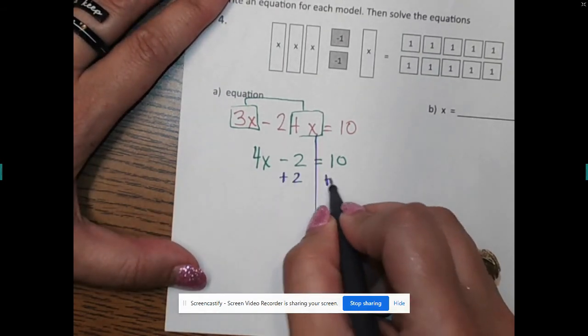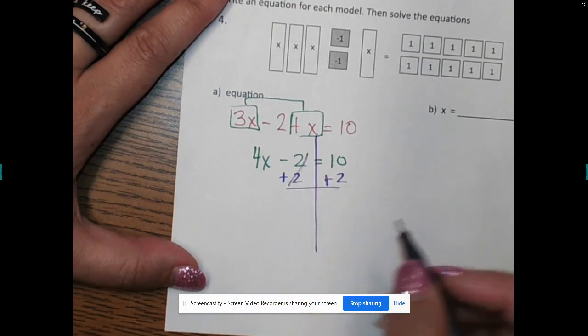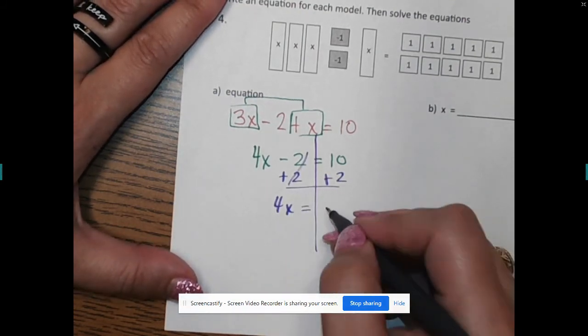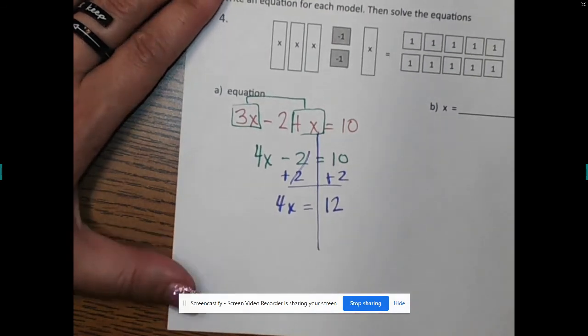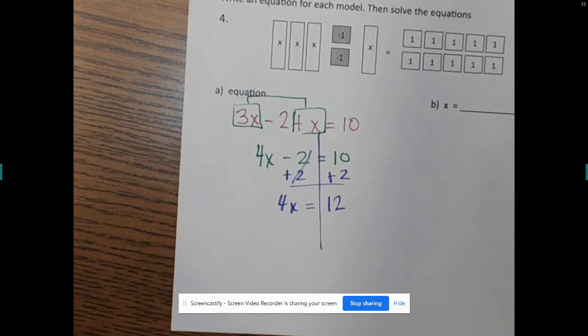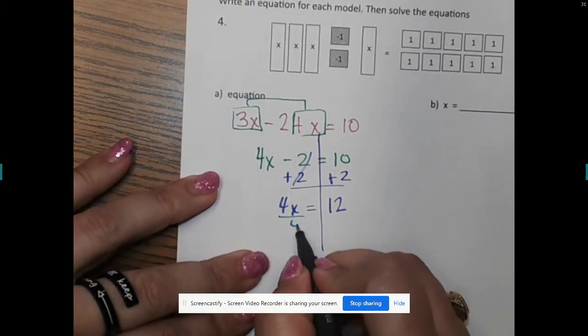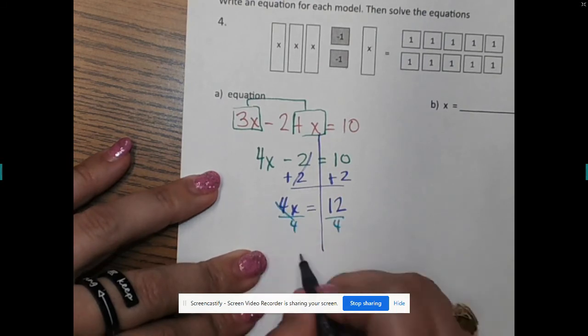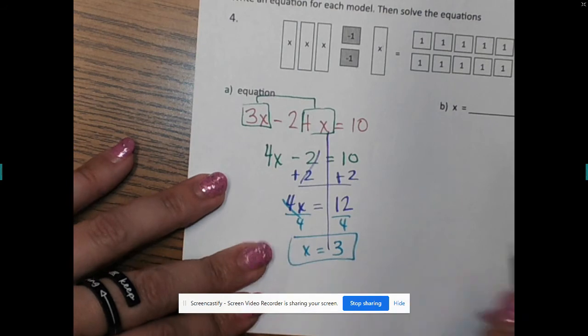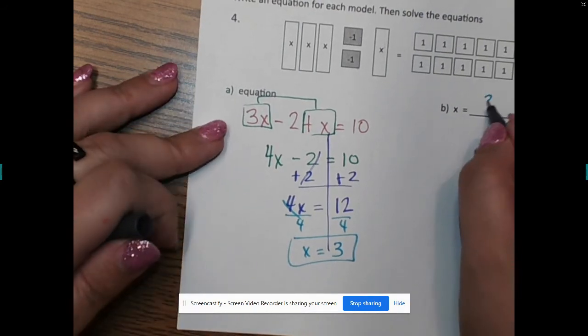Plus 2, plus 2, cancel. 4x equals 12. Again, if algebra is still confusing for you, I need you to come to tutorials. Okay, what do I do now? Divide by 4. X equals 3. So the solution is 3.